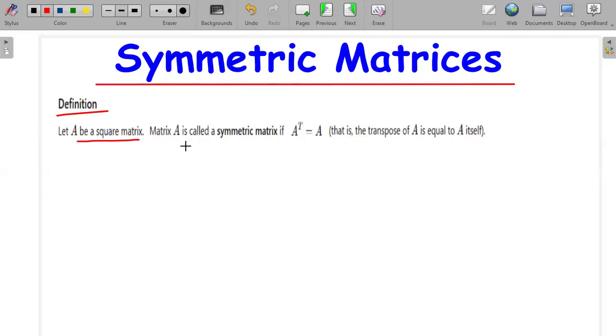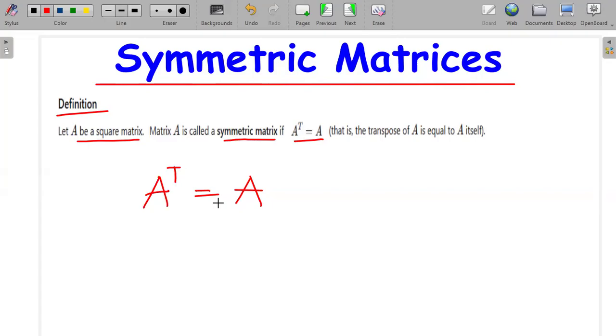Then the matrix A is called a symmetric matrix if the transpose of that matrix is equal to itself. That is the condition. So if A transpose for this square matrix is equal to the matrix itself, then we conclude that the matrix A is symmetric.